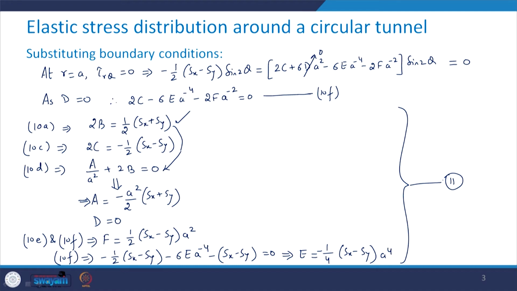So, here you see we have the expression for B in terms of Sx and Sy, expression for C in terms of Sx and Sy, and then A we can find out like this. D is 0. So, A, B, C and D they are known, E is this and F is this. So, all these constants which were arbitrary we could obtain in terms of these applied stresses at r tending to infinity, which are Sx and Sy.